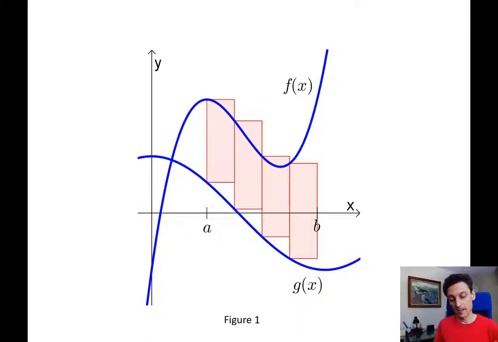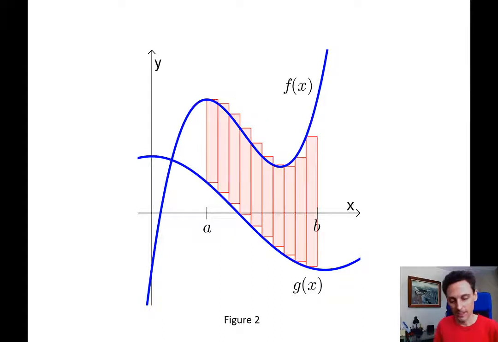We can take the interval from a to b and chop it into 10 subintervals, and then make 10 rectangles and add up all the areas of those rectangles. So that would look like figure 2. Notice how the rectangles are fitting the true area between these curves a little bit more tightly. They're going to give us a better approximation.